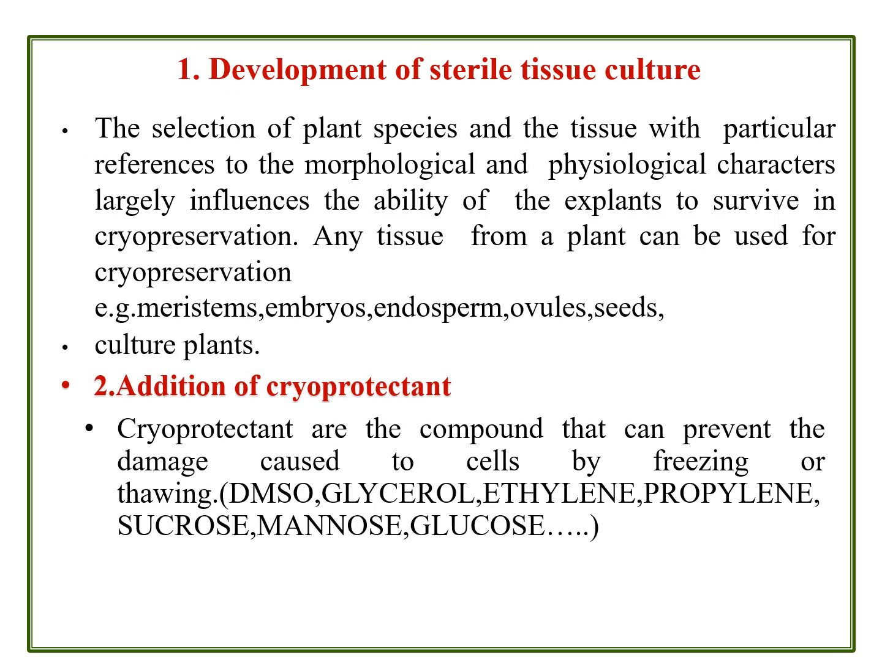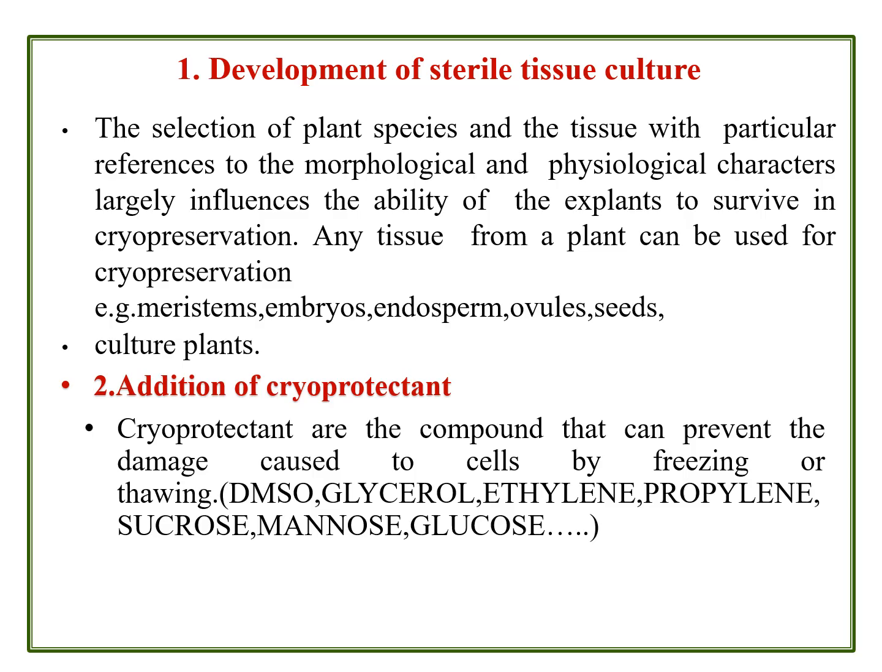First one, the selection of plant species and the tissue. With particular reference to morphological and physiological characteristics, these largely influence the ability of the plants to survive cryopreservation. Any tissue from a plant can be used for cryopreservation. Examples: meristems, embryos, endosperm, ovules, seeds, and cultured plants can be easily used.